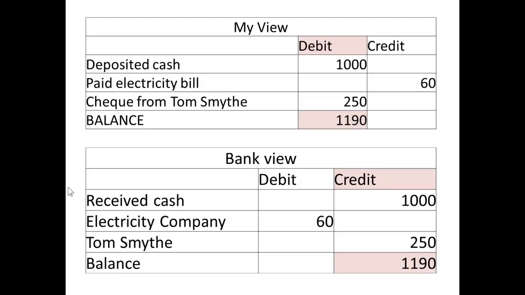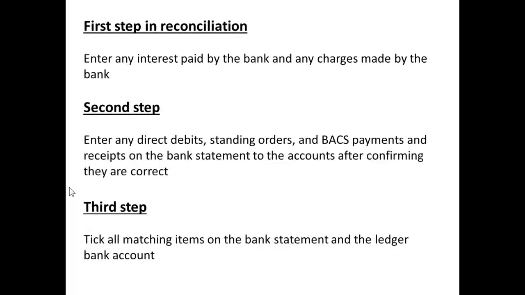So there you are. Your view is that you have a debit of £1,000 because you put cash in. You receive a cheque which is worth £250, so you record that as a debit as well. You pay an electricity bill, so you record that as a credit because that's money going out. The bank, of course, is going to take the opposite view, so the £1,000 paid in and the £250 cheque paid in are referred to as credits, and the £60 paid out to the electricity company becomes a debit.